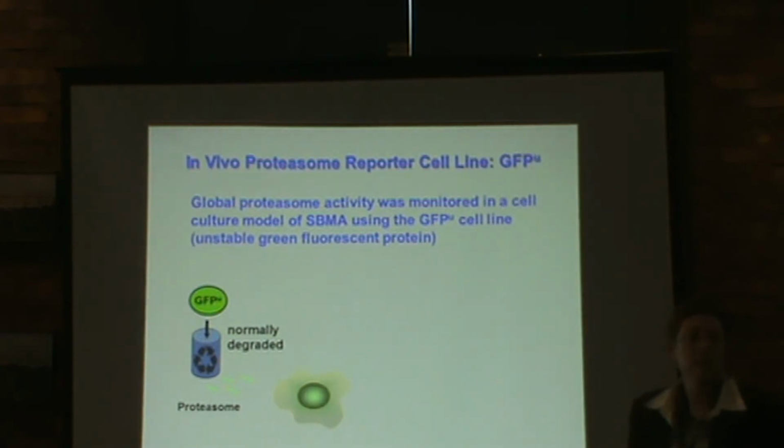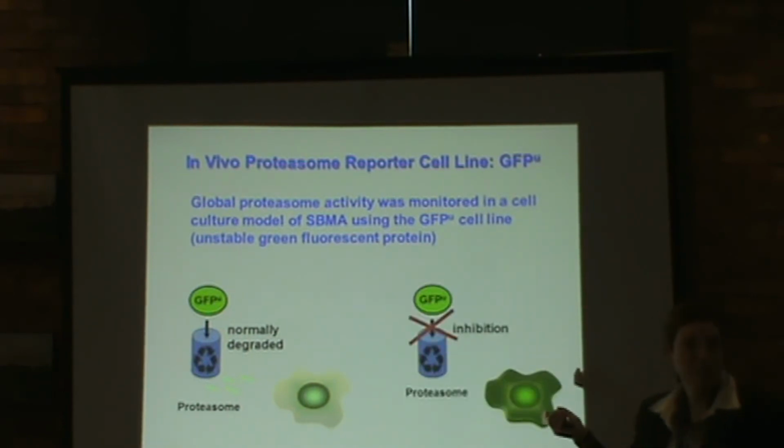Now, another thing that we've studied in cells is proteasome activity. And you may have heard me speak about proteasomes before as sort of the recycling bins of the cells. And in this cell model, we studied it using a green fluorescent protein. So these are really cool. You can look at cells, and if the proteasome doesn't work, the green fluorescent protein hangs around and the cells turn green. And you can look at this under a microscope.